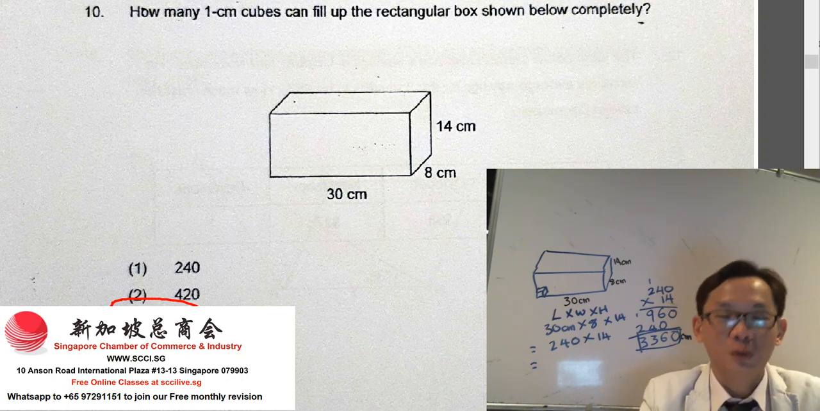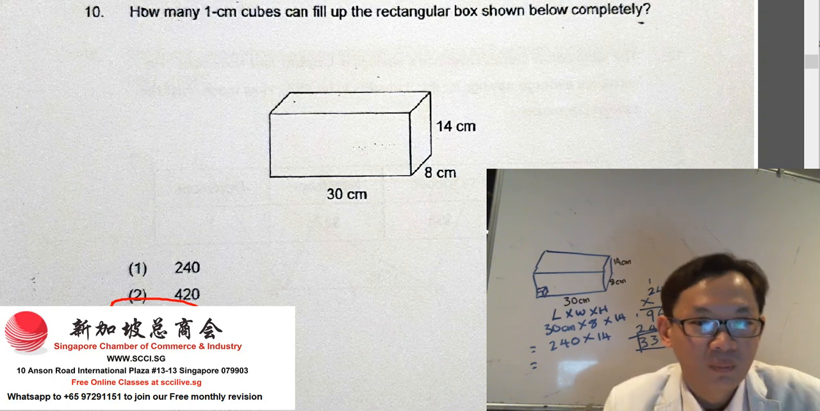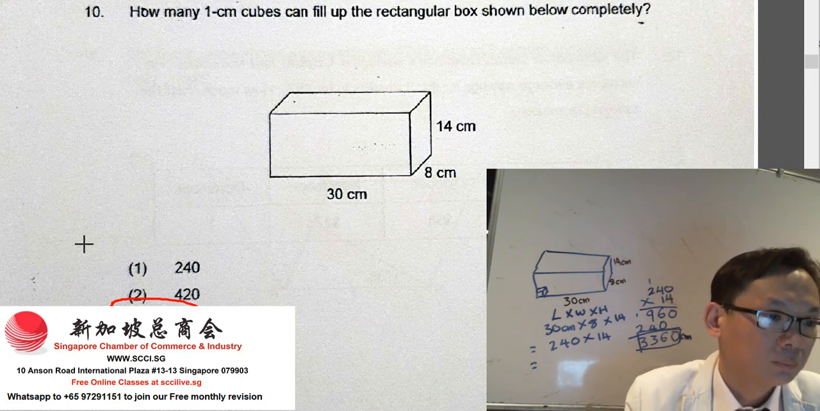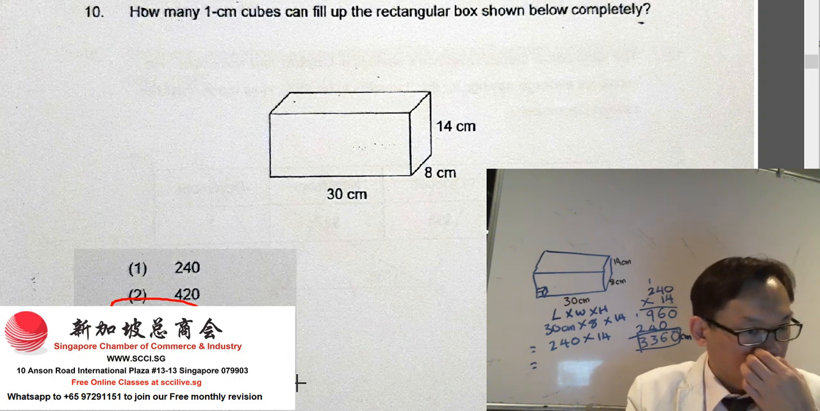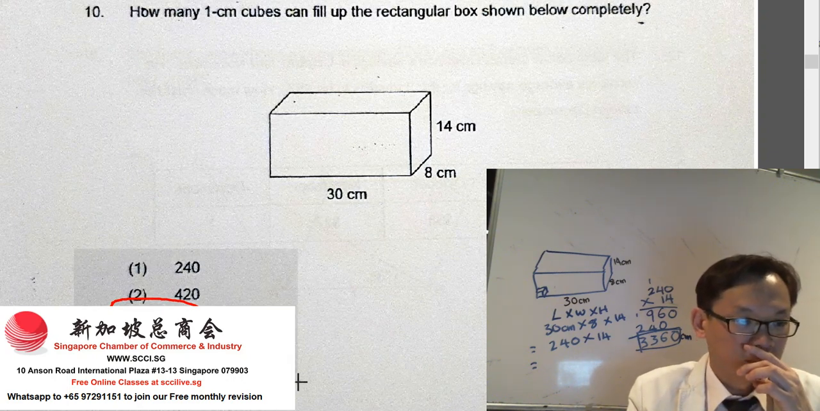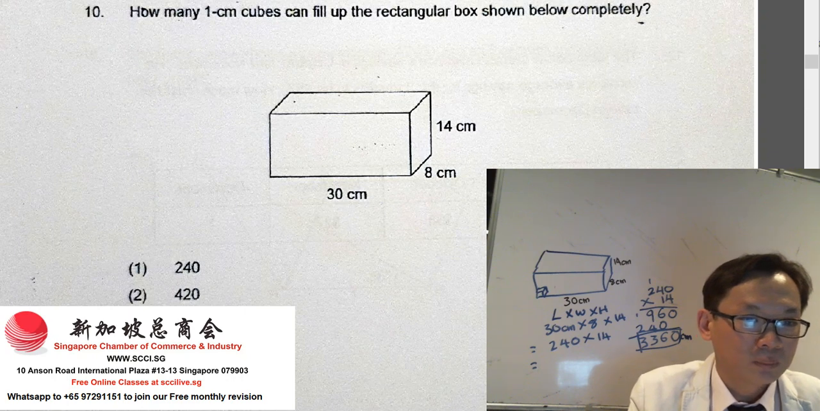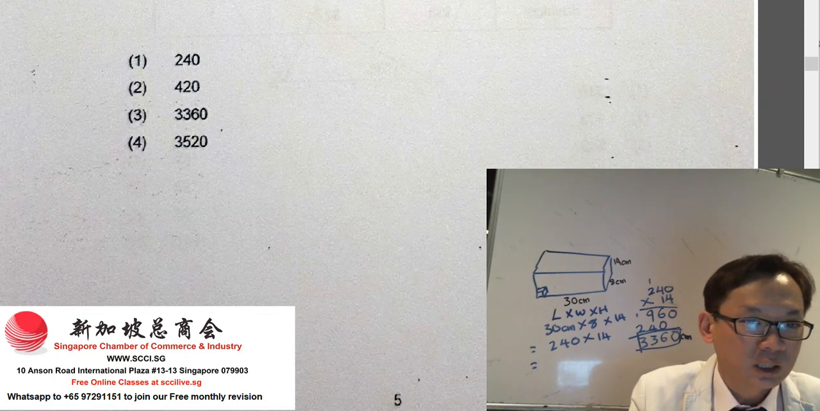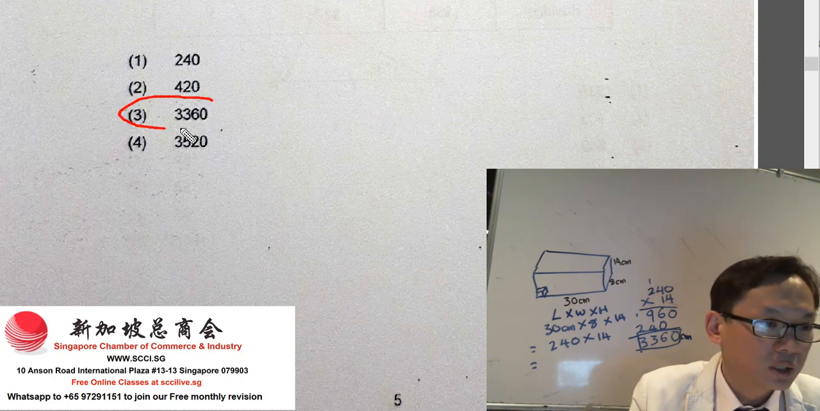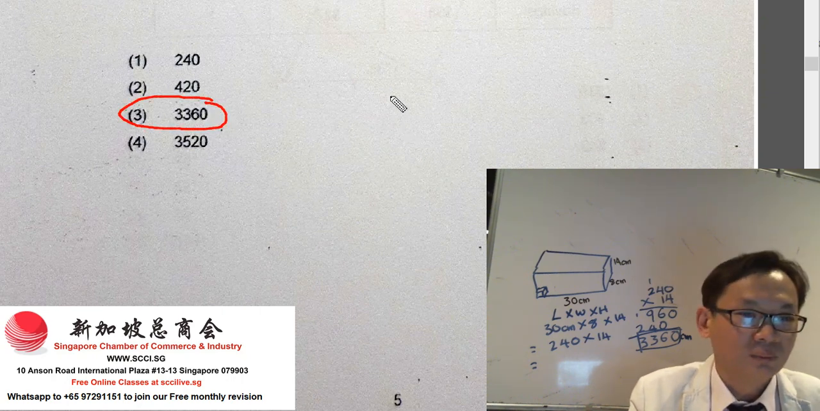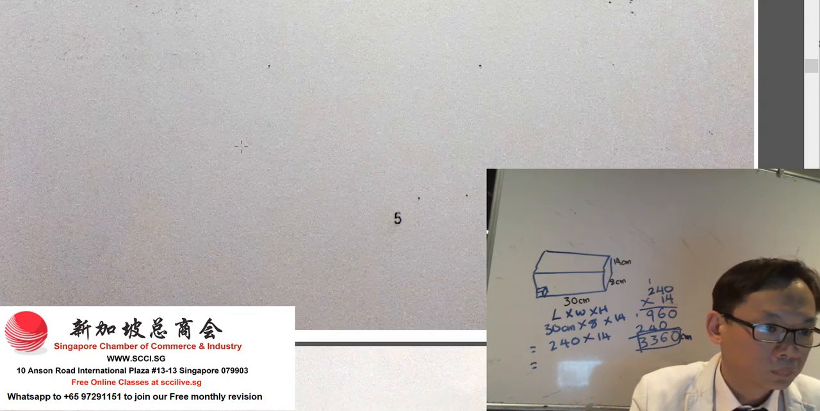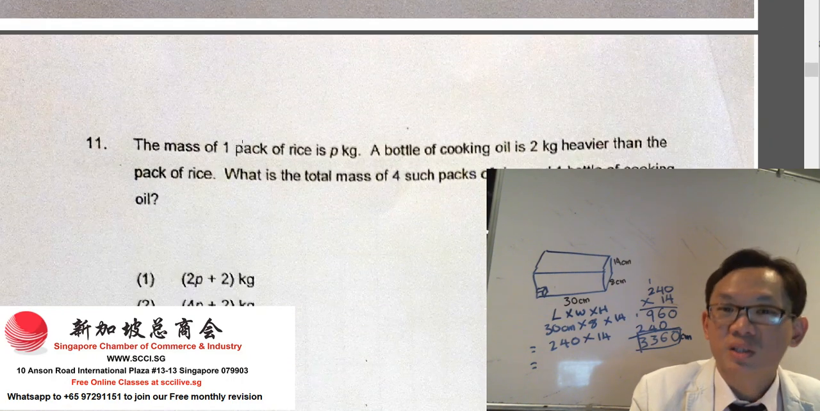Now let's move on to question 11. Okay, let me just rub this off. Okay, let me scroll up. For those that just now cannot get it, the answer is 3,360. Okay, let's move on. Now we are on page 6.